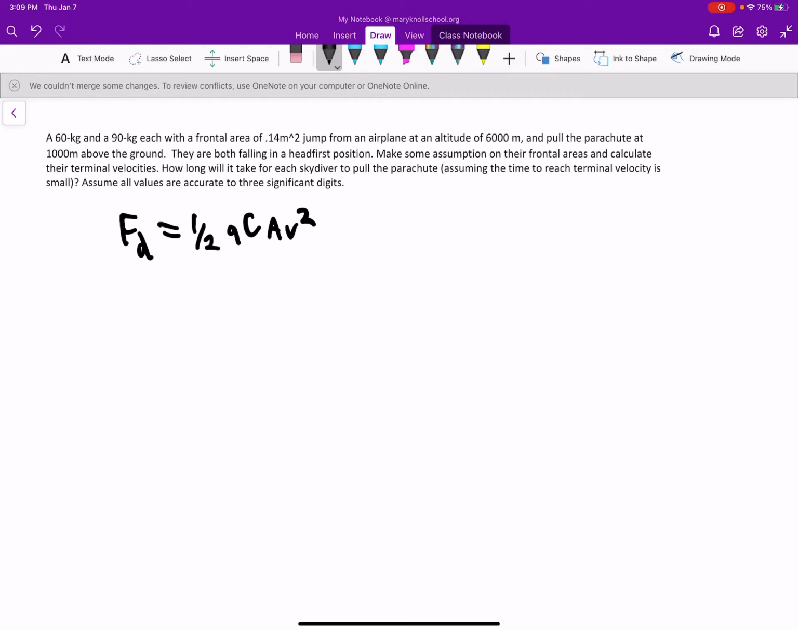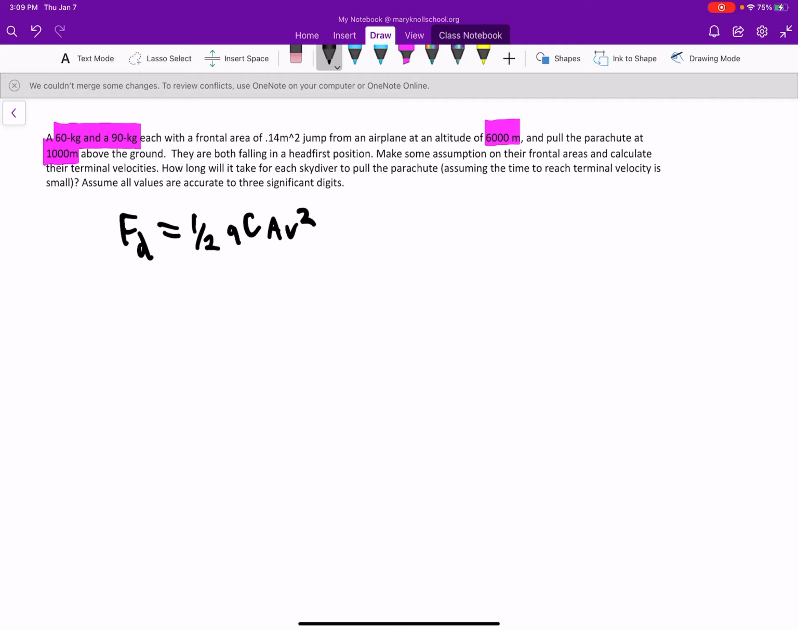All right, let's look at this problem. So we got a 60 kilogram and a 90 kilogram skydiver, and they're both going head first. Now, what we're trying to figure out is how long it will take them to pull the parachute, or how long it'll take them to drop from 6,000 meters to 1,000 meters. So first thing we need to do is find out how fast they're going.